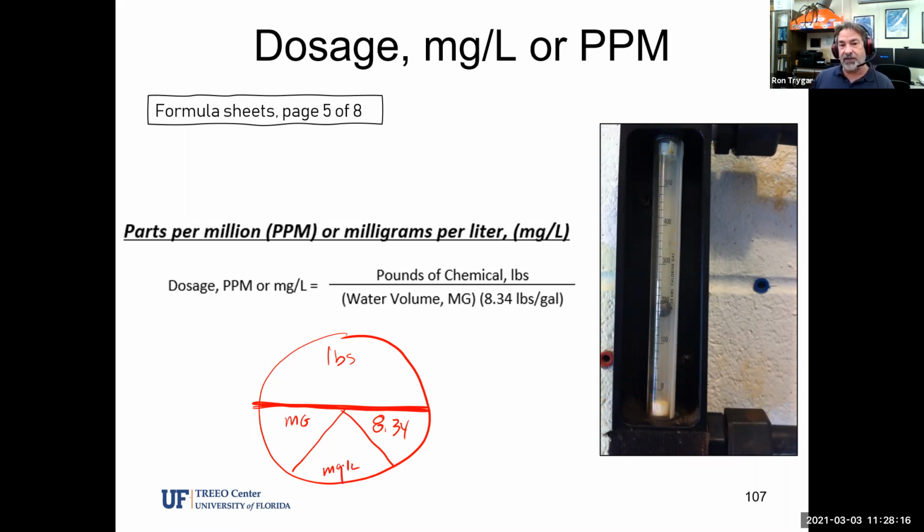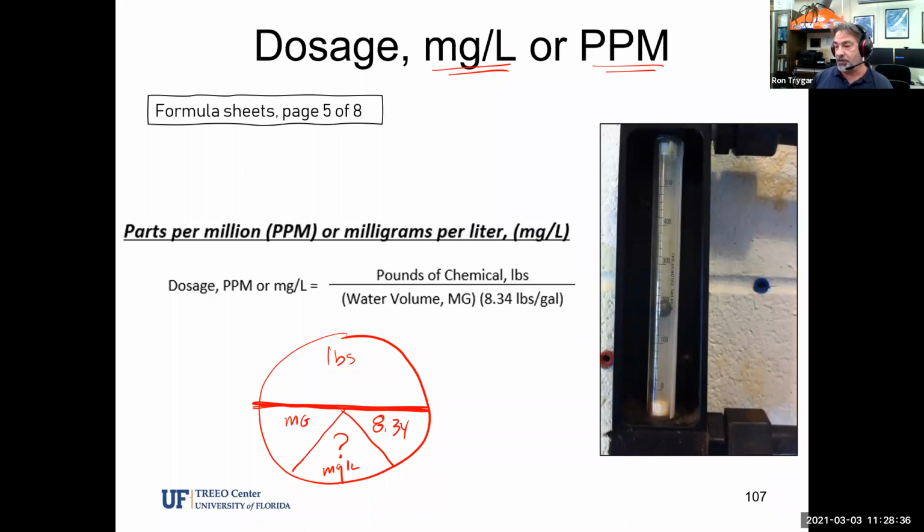So what we're trying to figure out with an equation called dosage is actually the milligrams per liter. That's the missing piece of the puzzle in a question like this. So you're trying to figure out what the ppm or the milligrams per liter is. That's all we're trying to figure out.